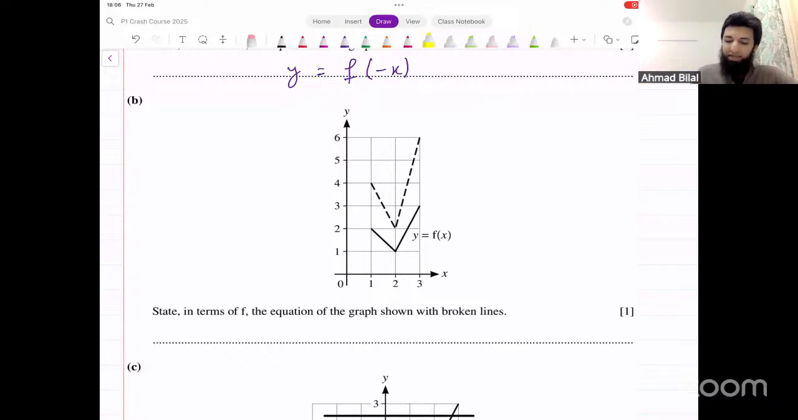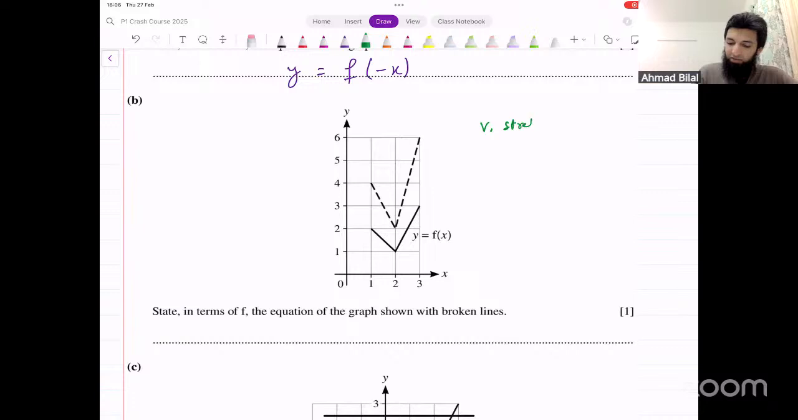Is the length changing horizontally? Horizontally, it's 2 units wide. After transformation, it remains 2 units. So there's no stretch horizontally. Okay, what about vertically? The height of this figure was 2 units earlier. After transformation, it becomes 4 units. So it's becoming twice. So this is basically a vertical stretch.